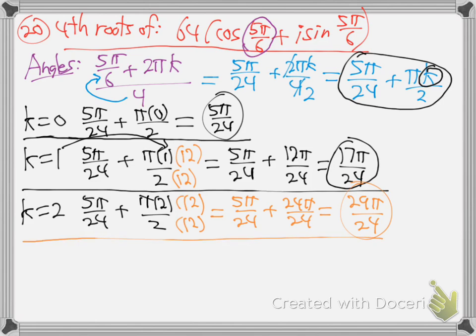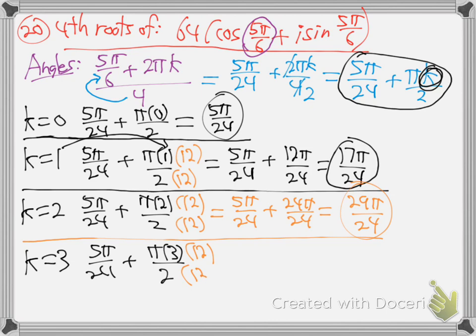Good to there? And now our last angle, our fourth and last, k equals 3, 5 pi over 24 plus pi times 3 over 2. So see what I'm doing? I'm just doing pi times 0, 1, 2, and 3. That's the k. That's where the k plugs in, just like it shows right there. Okay, so now same thing, common denominator, top and bottom by 12, yet again. Get 5 pi over 24 there, plus 36 pi over 24. What's that? 41 pi over 24. So there's our four angles.